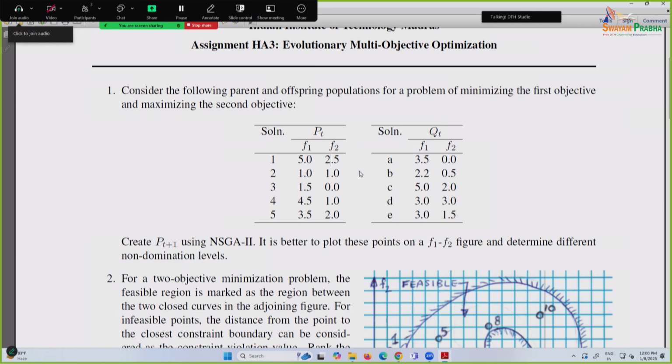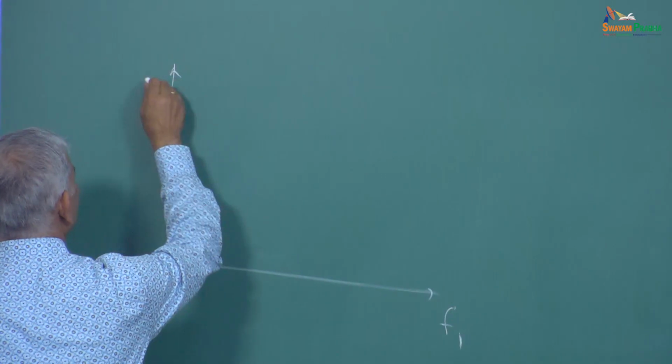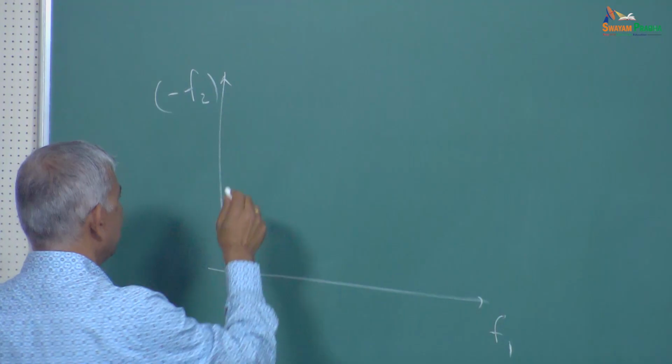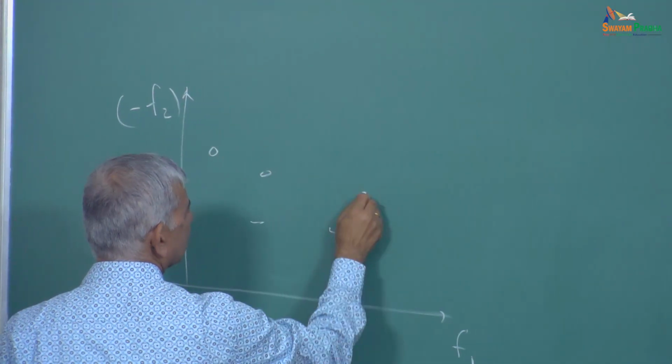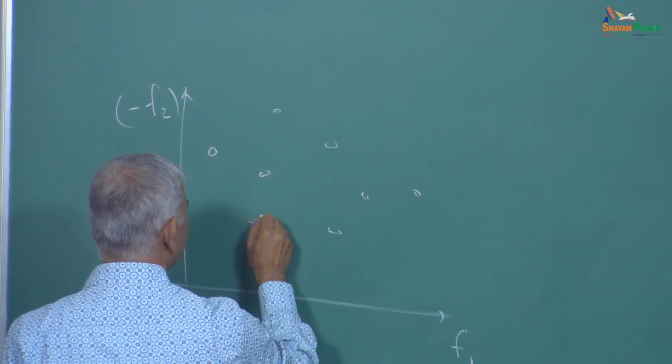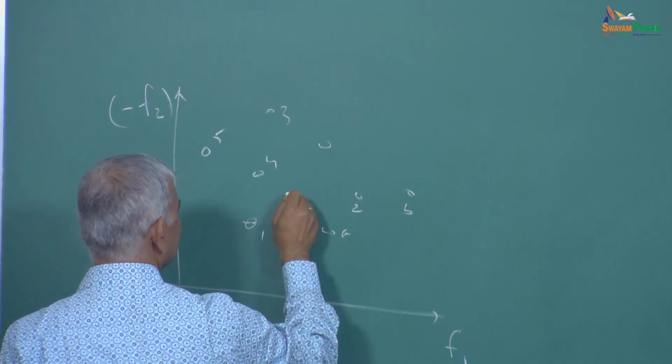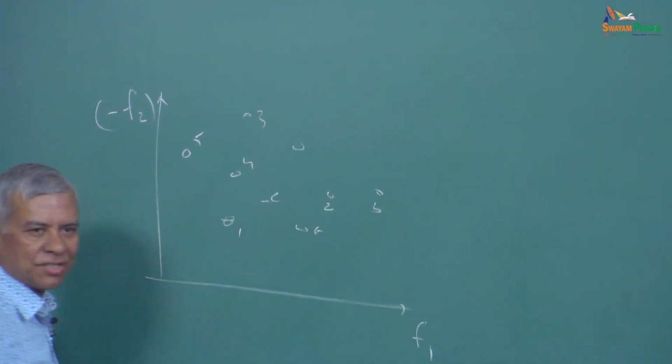Each of these points you can put on the f1, f2 plot. There will be 10 points in total. Here I cannot plot for some reason. So this is your f1, and I'm just putting minus f2 here because you multiplied by minus. All these points will be there. Some of them are 1, 2, 3, 4, 5, others are A, B, maybe C, D, E, something like this.